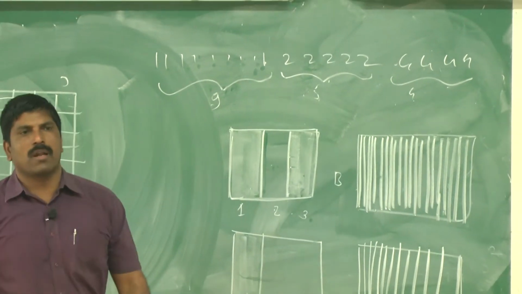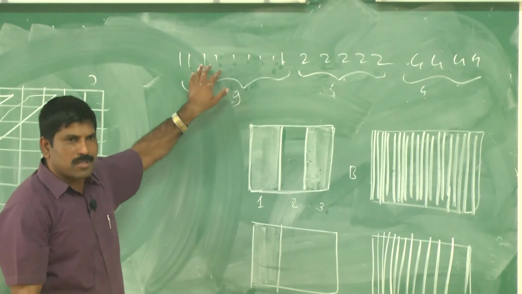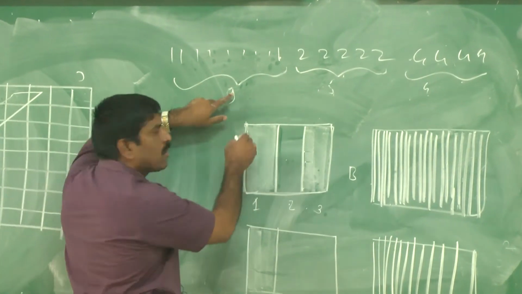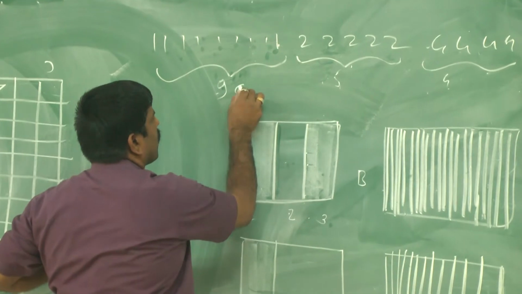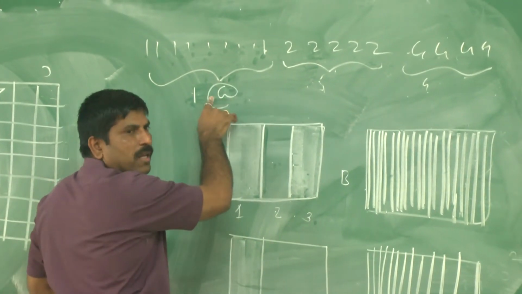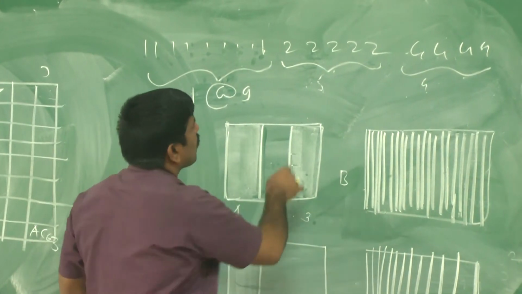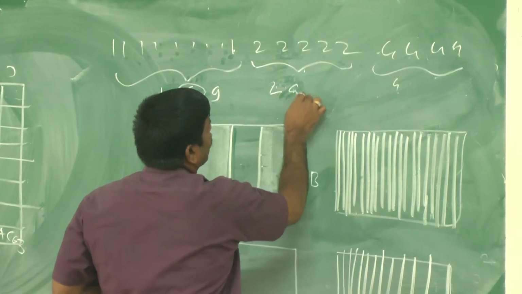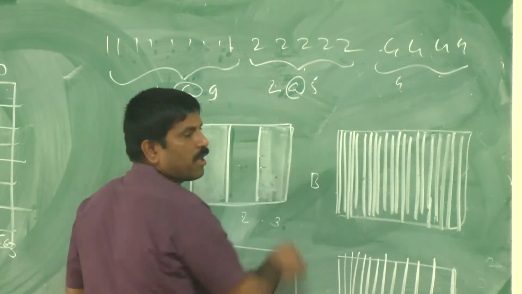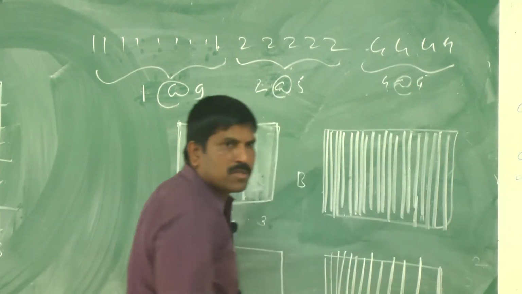How do we do the run length encoding? How many of these symbols are there? 9. This one symbol is occurring 9 times. This 2 symbol is occurring 5 times. This 4 symbol is occurring 4 times.